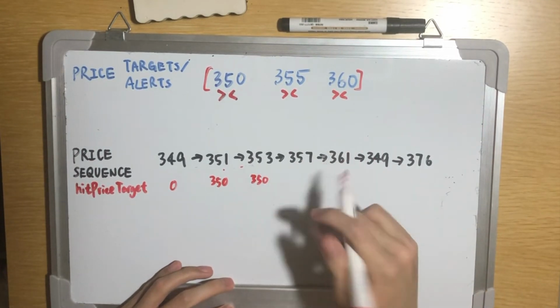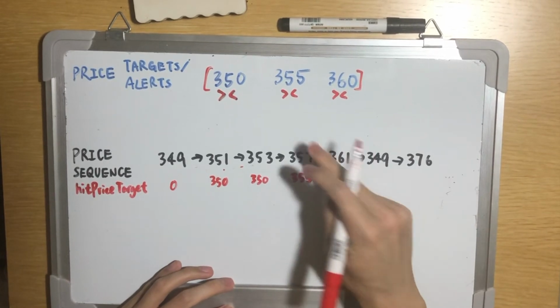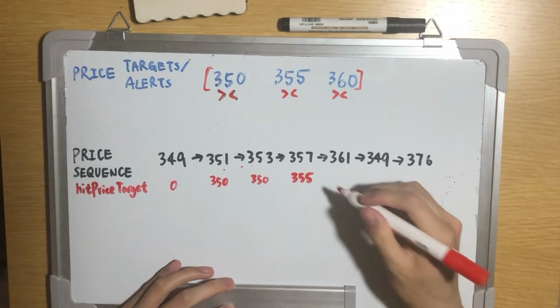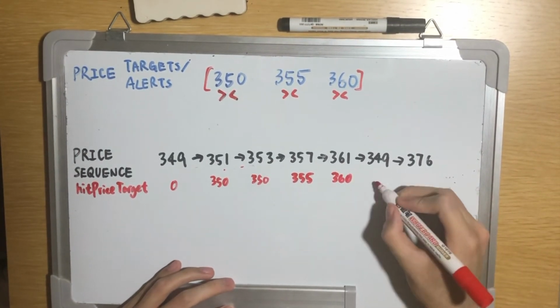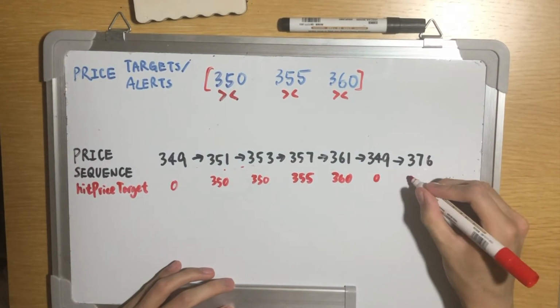And for 357, we will store 355 because it's the maximum price target that it hit. And 361 will be 360, and this will be 0. And for 376, it will be 360.